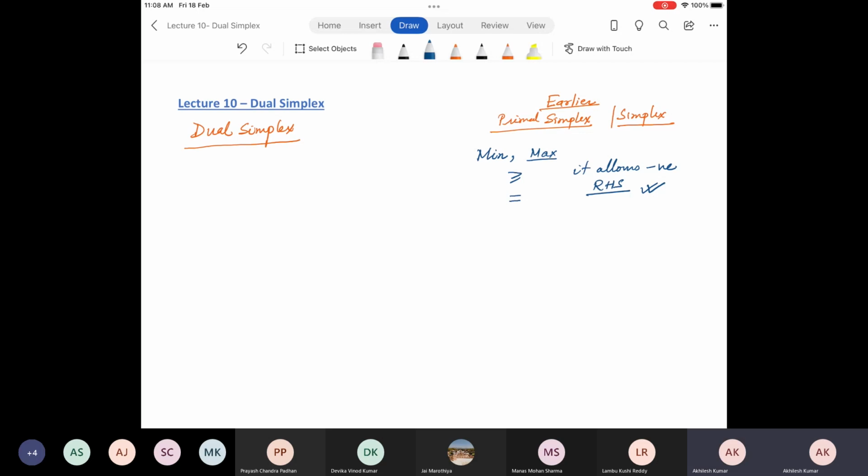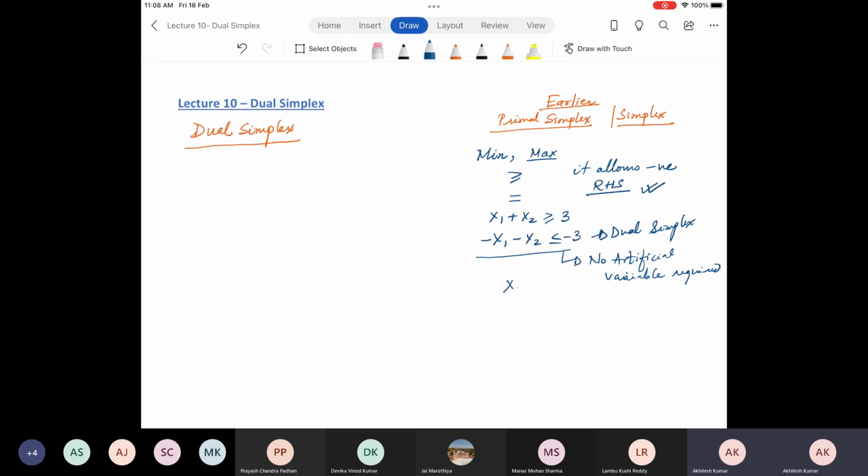Suppose I give you a constraint x1 plus x2 greater than or equal to 3. To convert it into our standard form, we write minus x1 minus x2 less than or equal to minus 3. You can use dual simplex. Ideally no artificial variables are required. You can solve it like a normal simplex method only.